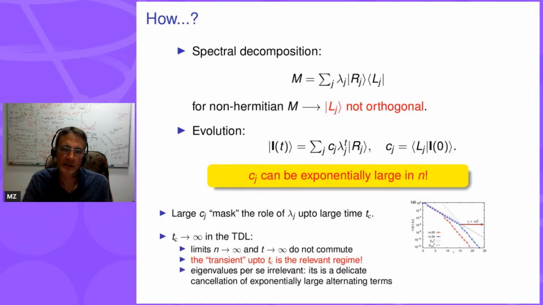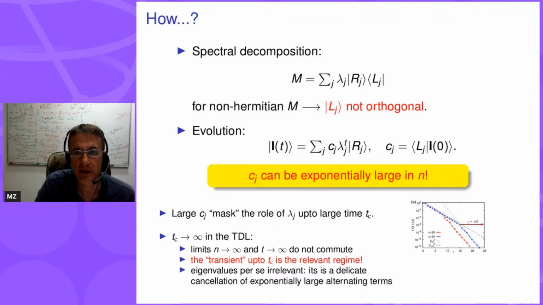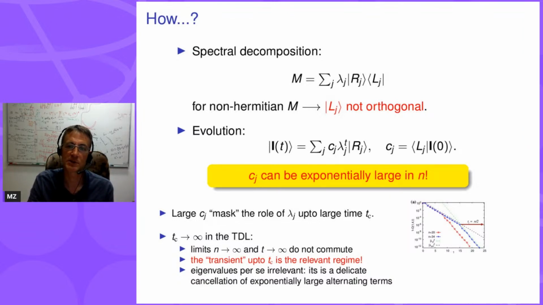Okay, so how can that be? Why is it that the largest non-trivial eigenvalue, lambda 2, doesn't correctly give you the relaxation rate? Again, the spectral decomposition, you already know that. The important and crucial point is that for non-Hermitian matrices M, the left eigenvectors are not orthogonal anymore. They still span the whole space, but they don't form orthogonal bases. The same holds for right eigenvectors. So you still have bi-orthogonality.